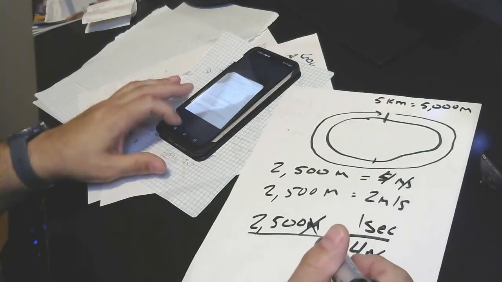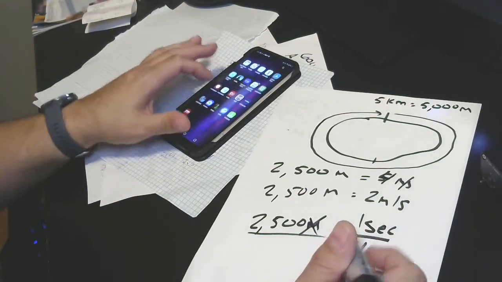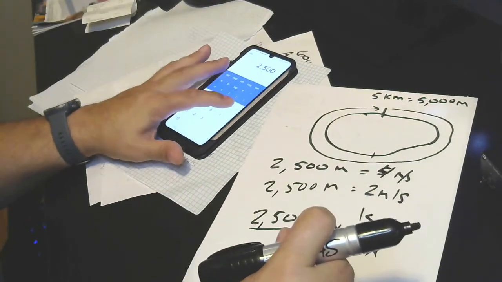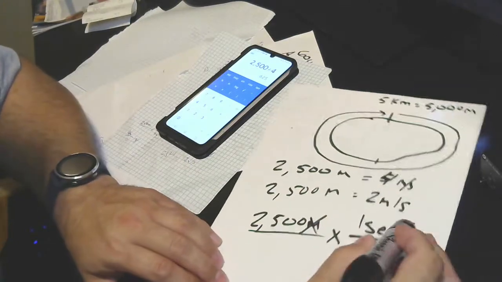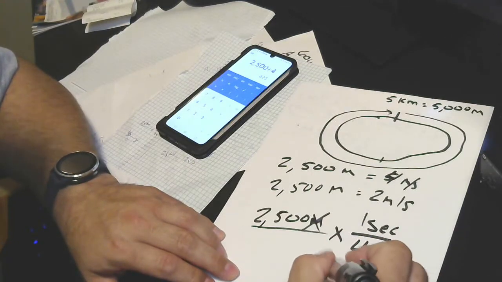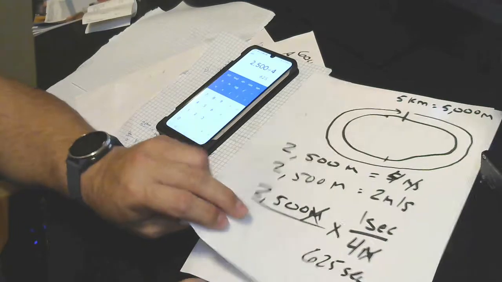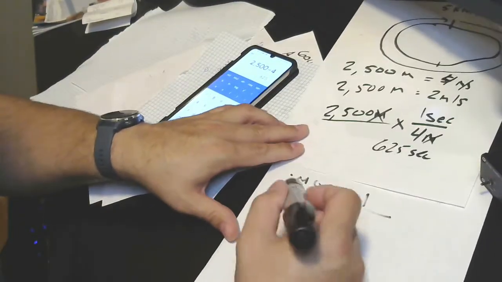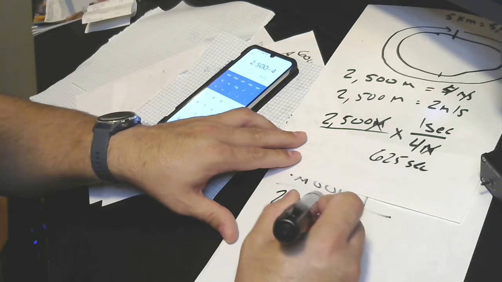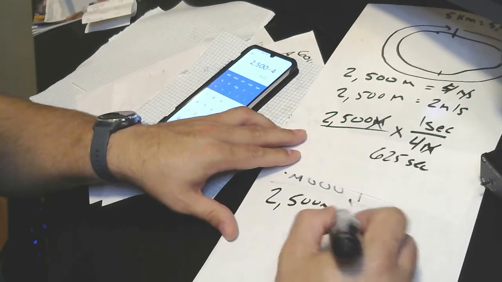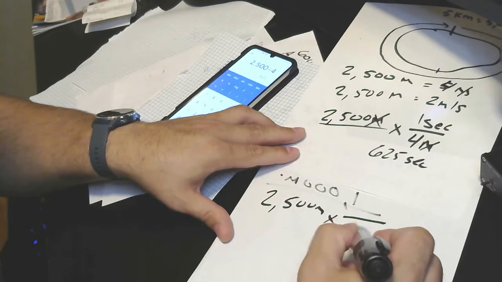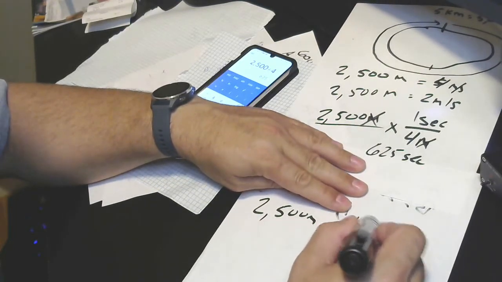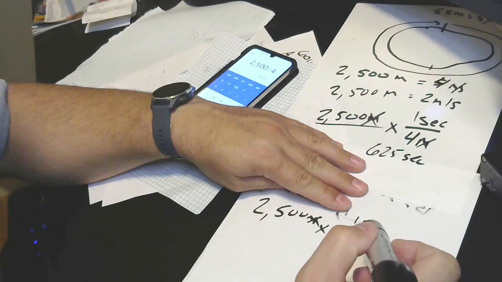So now you can figure out my calculator again. And we could do 2,500 divided by 4. So the first half took her 625 seconds, right? That was the first half. So what did the second half take her? Well, we do the same thing. She went 2,500 meters. In that second half, she did it 2 meters per second. 2 meters per 1 second. Cancel out the meters.